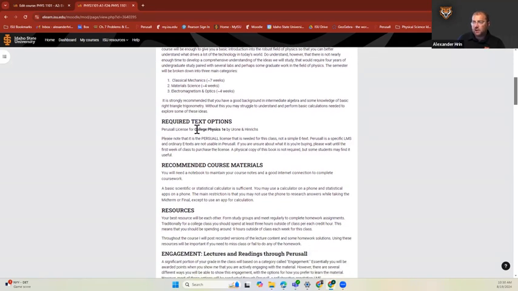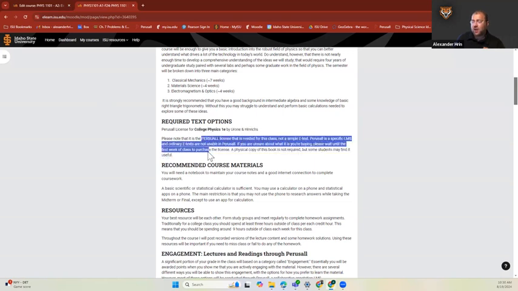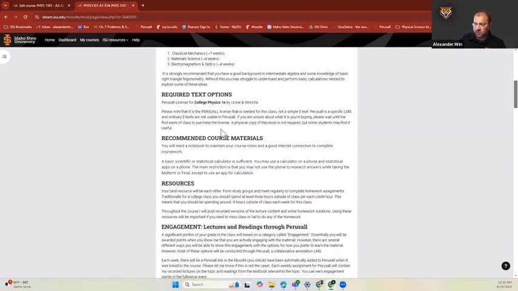For the required text, College Physics by Jeroen and Hinrichs. This is an open textbook. If you wanted to get an online version of this text, it's free. But what is required for this class is not an online version of the text. What's required is the Perusall license. I'll get into what Perusall is in a little more depth later. But basically, this just means that the ordinary e-text is not going to be available. We need to have the Perusall license. Again, you don't need a physical copy of the book. If you prefer one, that's fine, but you don't need one.